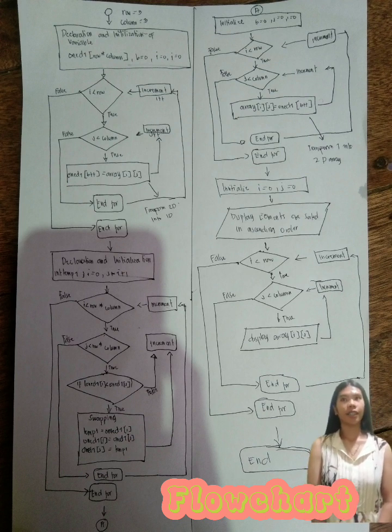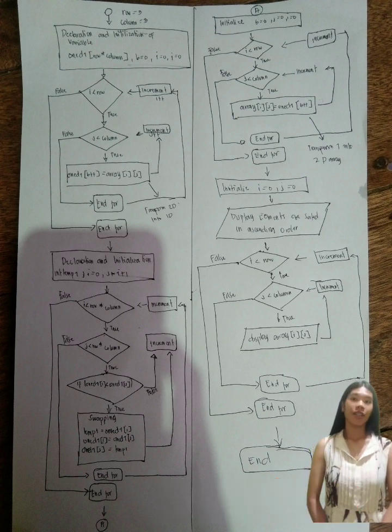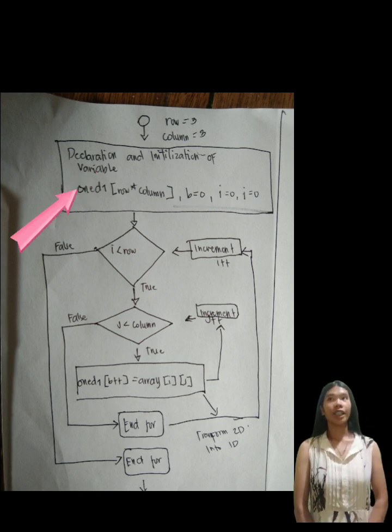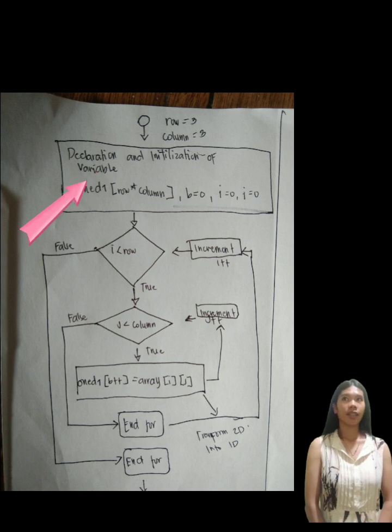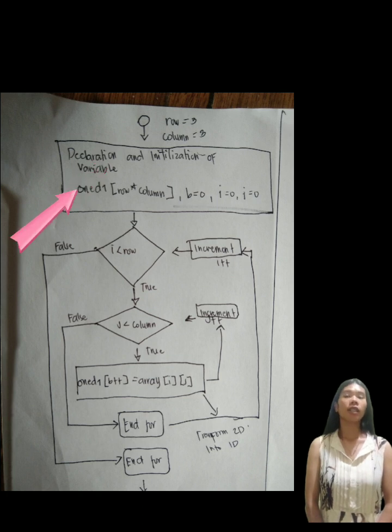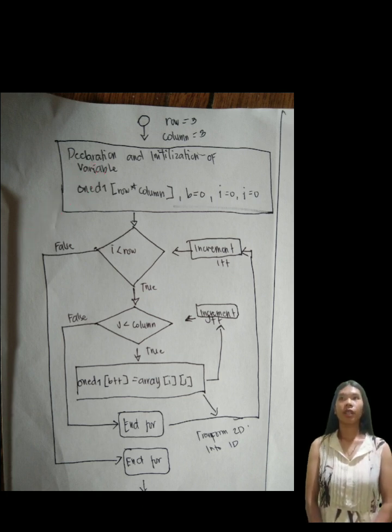I am discussing the flowchart of array sorting in a two-dimensional array. In this part, I declared and initialized the variables: 1d1 row times column, b equals 0, i equals 0, and j equals 0.